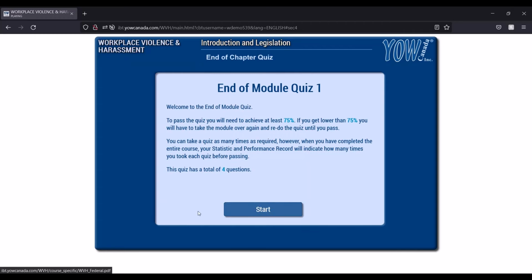Welcome to the end of module quiz. Here, you'll be presented with a number of questions that you need to answer. You only have one attempt at each question, and you need to get at least 75% in order to pass, unless otherwise specified on your screen. If you pass, you can continue on to other modules. If you don't pass, you will need to repeat this section and the quiz as many times as you need to until you get a passing quiz score. Good luck!